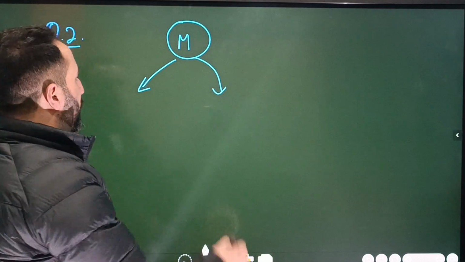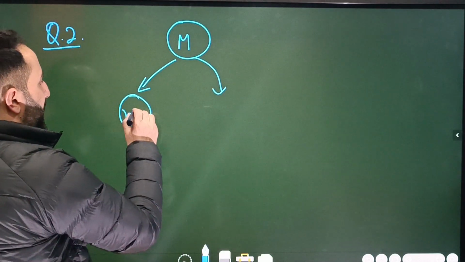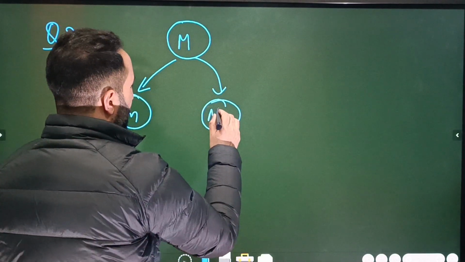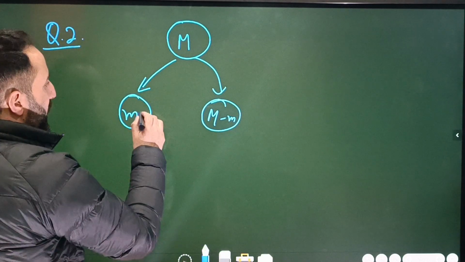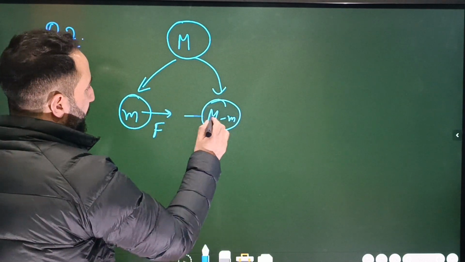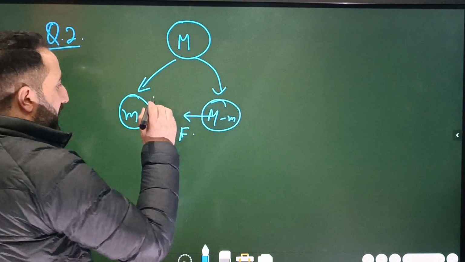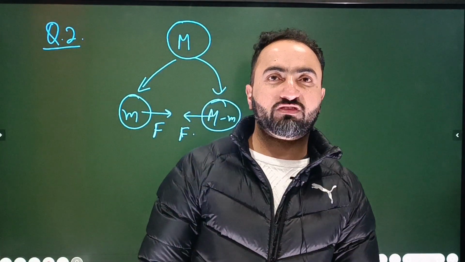ठीक है बेटा? Okay. So इसका mass है बेटा, for example, small m. इसका mass है बेटा capital M minus small m. Now they attract each other by a force of F. ठीक है ना बेटा? तो आपके पास क्वेश्चन क्या है बेटा? क्वेश्चन is like this. Calculate the ratio of small m and capital M so that the force is maximum.